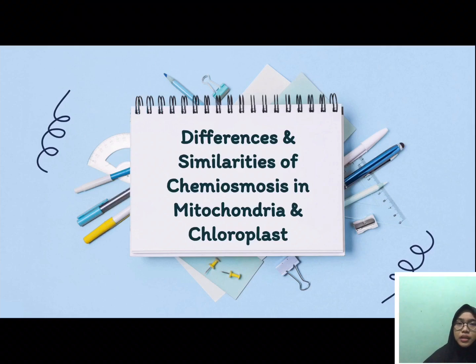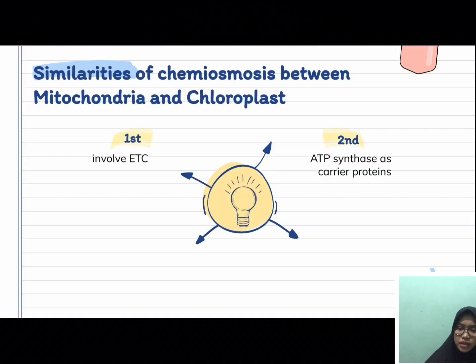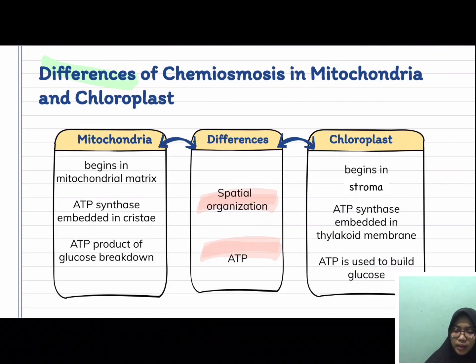chemiosmosis in mitochondria and chloroplasts. There are two similarities of chemiosmosis in mitochondria and chloroplasts. The first one is that both of them involve an electron transport chain. The second is that both of them use ATP synthase as their carrier protein to transport the protons across the membrane. Next are the differences of chemiosmosis in mitochondria and chloroplasts, which can be categorized into 2 points: spatial organization and ATP.